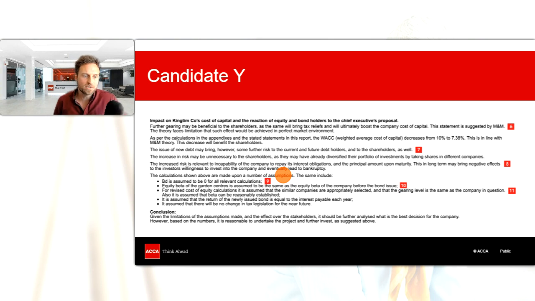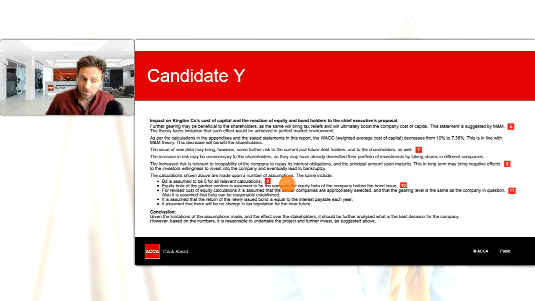The calculations shown above are made upon a number of assumptions. I just noticed in the chat when I had a quick look, one of you said that whenever you're doing a calculation, get in the habit of challenging numbers. And you're absolutely right. If you're doing some calculations, just be thinking, how can I be skeptical of these? And this candidate's done that, which is good. Can you see B to D is assumed to be 0 for all relevant calculations? The equity beta is assumed to be the same, etc.